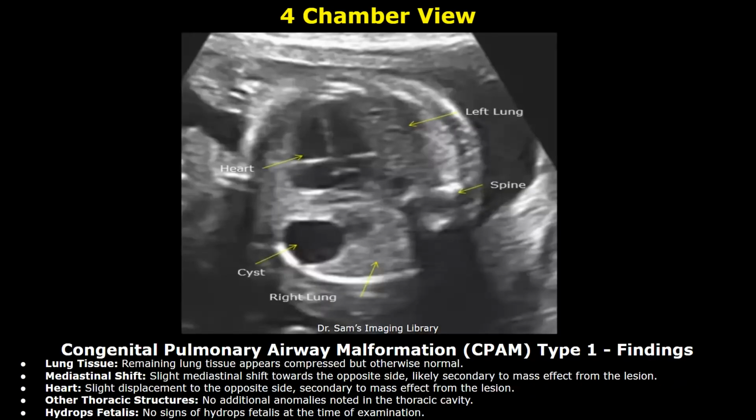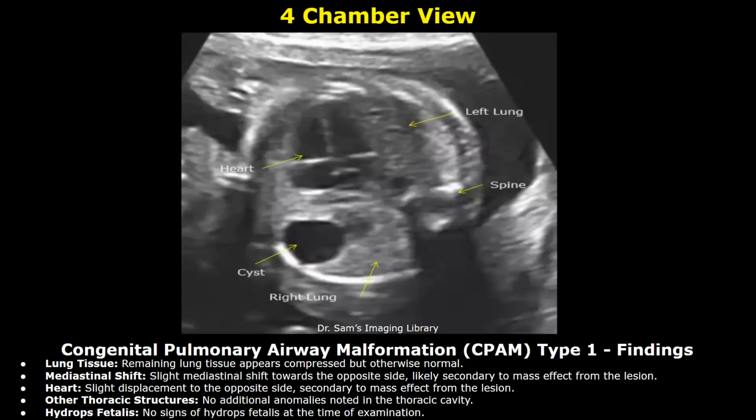Lung tissue. Remaining lung tissue appears compressed but otherwise normal. Mediastinal shift. Slight mediastinal shift towards the opposite side, likely secondary to mass effect from the lesion. The heart. Slight displacement towards the opposite side, secondary to the mass effect from the lesion. No additional anomalies were found, and there were no signs of hydrops fetalis at the time of examination.